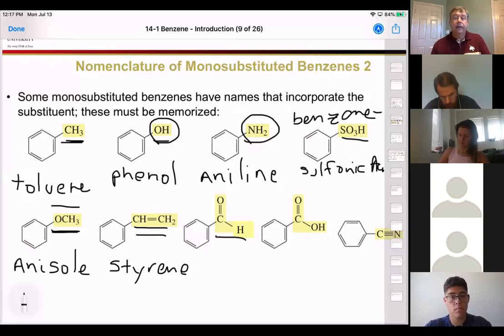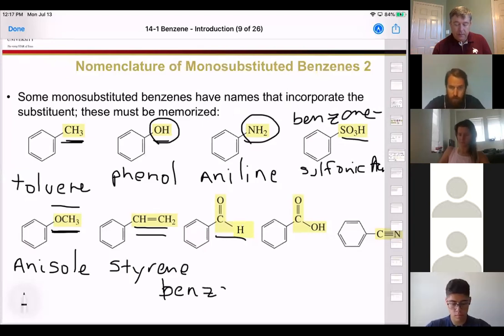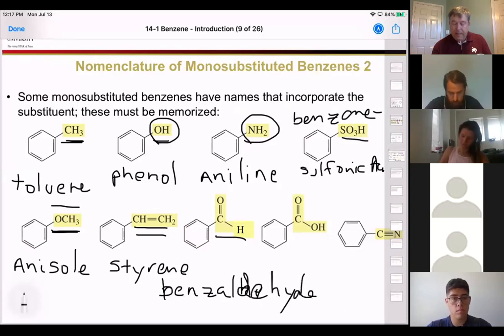Once we put an aldehyde on here, we have to call it benzaldehyde. So the full name is benzaldehyde. It's little b, benzaldehyde. And then when we have the carboxylic acid, we call it benzoic acid. So we start with our name benzene, drop the -ene, add -oic acid, benzoic acid.